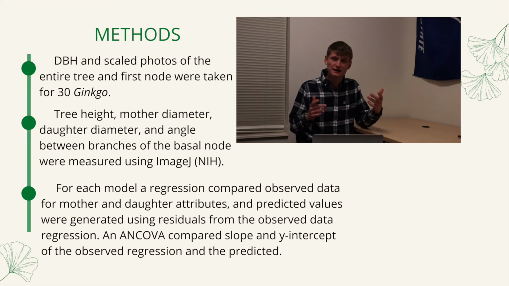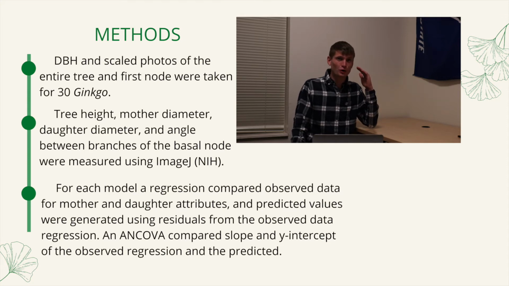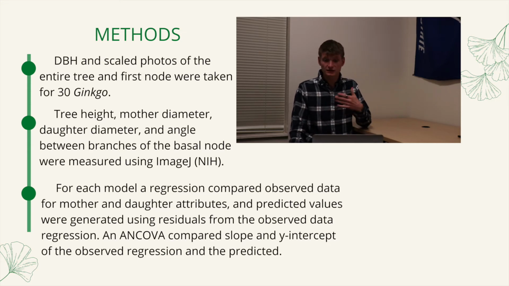If we left it as is, it would be very, very easy to generate statistically significant results, simply because nature is messy, and if you expected it to follow a perfect line, you would never get that. So then we took those results and we ran an ANCOVA comparing the slope and the y-intercept of the observed regression to our predicted.